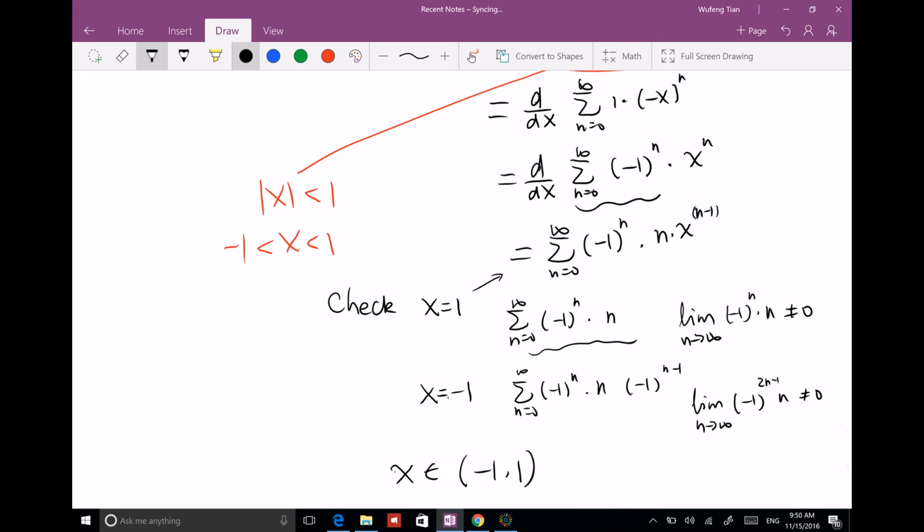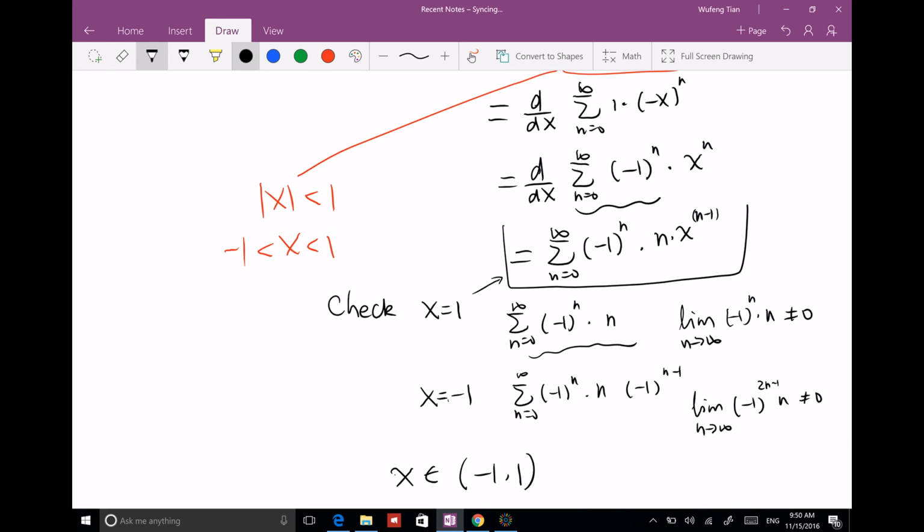And this is your convergence. This is a power series. This is your convergence radius. Okay, so that's how we do this power series.